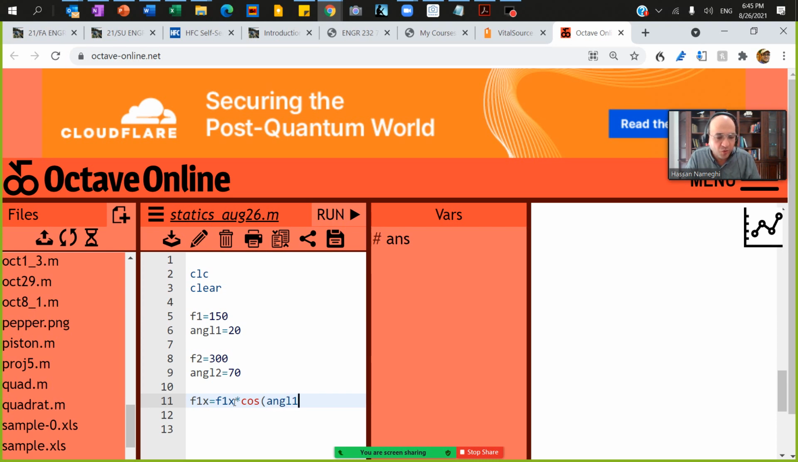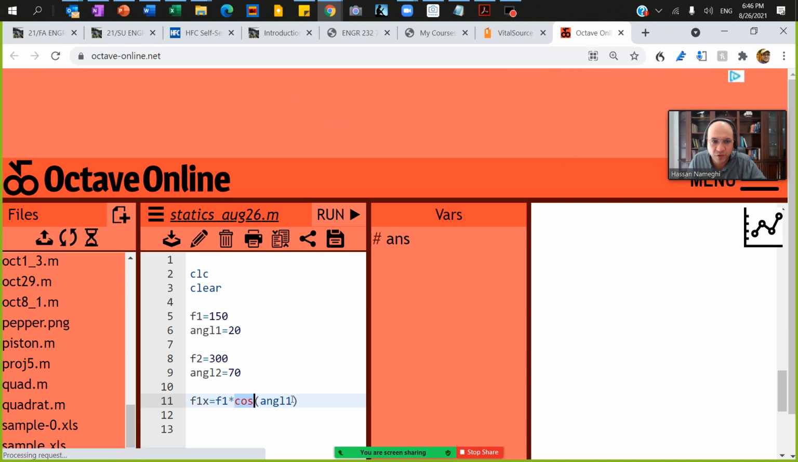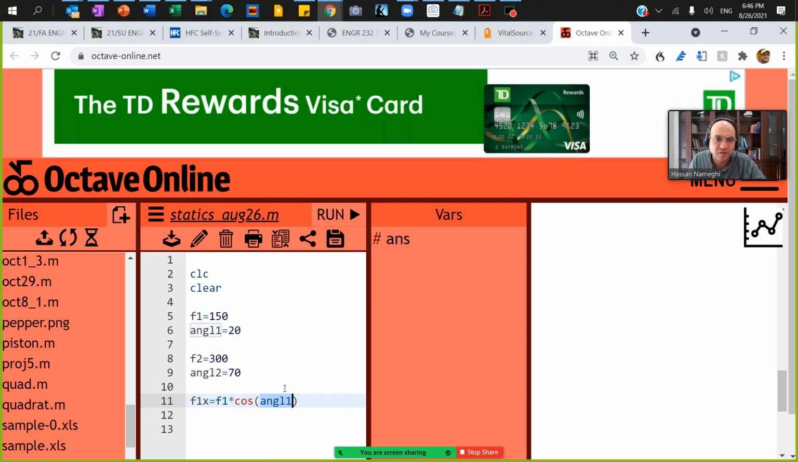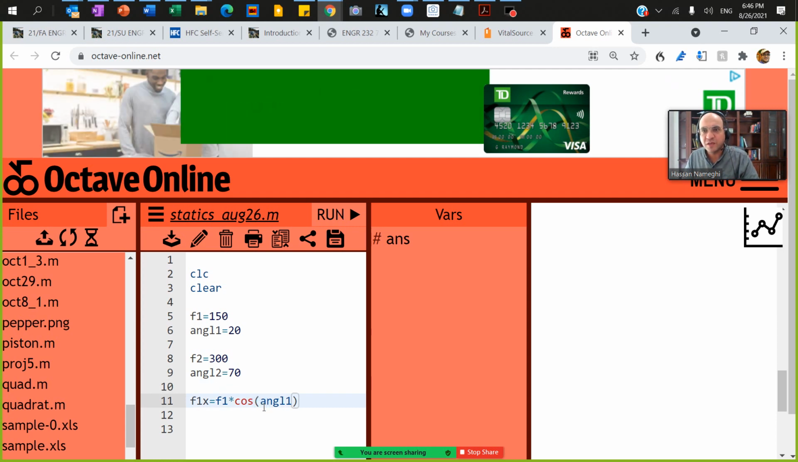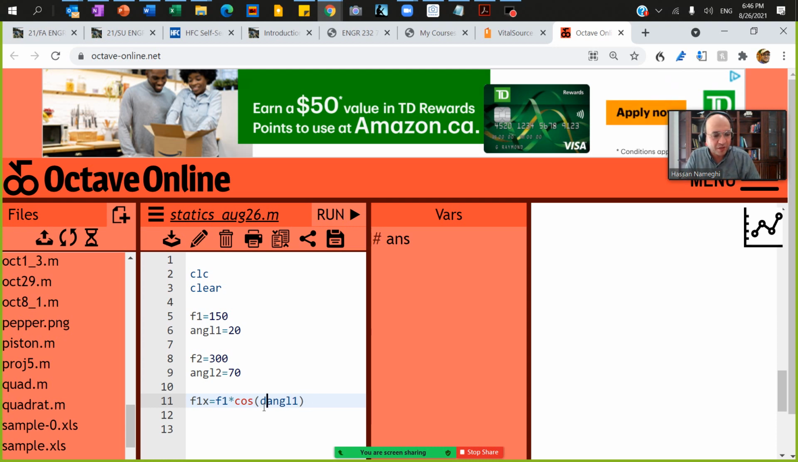So I'm going to say F1x would be F1 times cosine of angle 1. Now, I make a mistake here. Yes, please, just F1? Yeah, so this will be F1. That's right. The other mistake I made is that I put here angle 1 is equal to 20, but that's 20 degrees. The cosine function in Matlab uses radians. Same thing in Excel, any other programming. So I need to convert this angle from degree to radian. There is another function in Matlab that can do degree to radian for me. So I'm going to say degree to radian of angle 1.